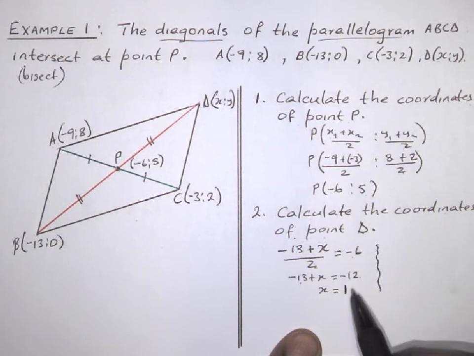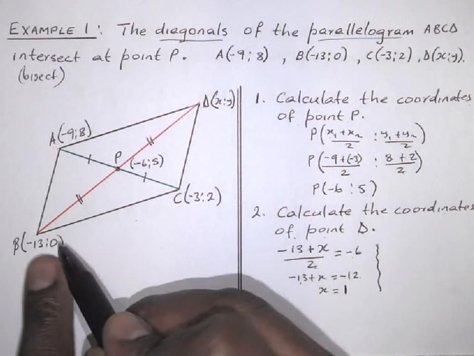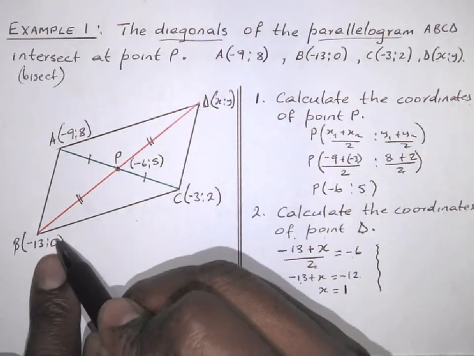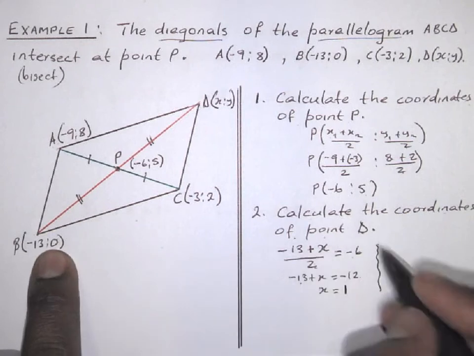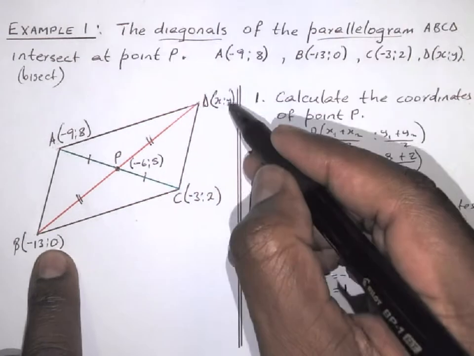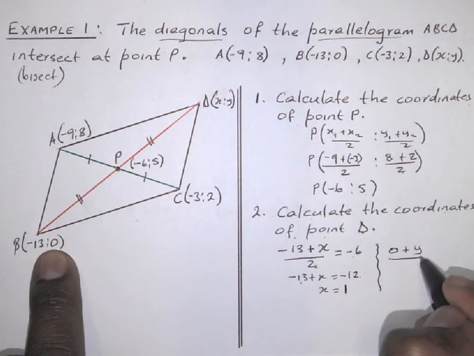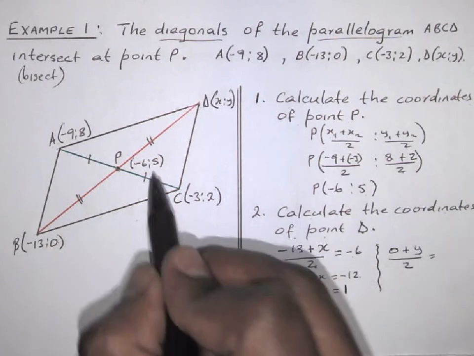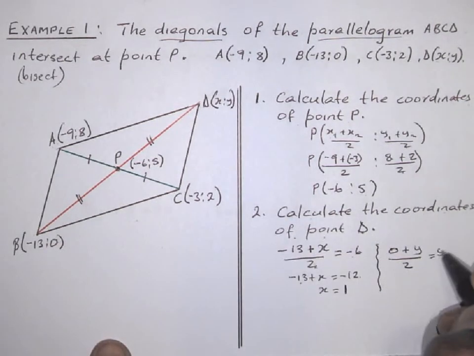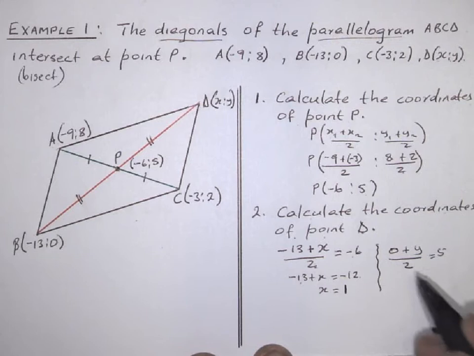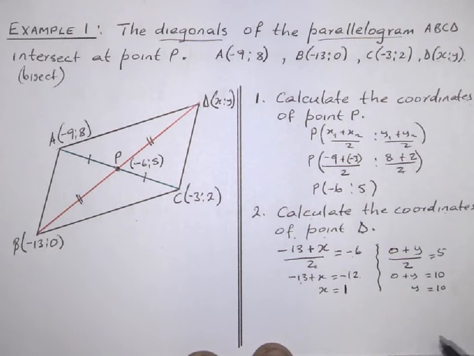Similarly, if I want to find the y value of point D, I'll deal with the y values. So the y value there, which is 0 in this case, plus the y value over there, which is y, divided by 2 will give me the y value in the middle, which is 5. If I cross multiply to solve for y, I'll get 0 plus y is equal to 10, which means that y is equal to 10.